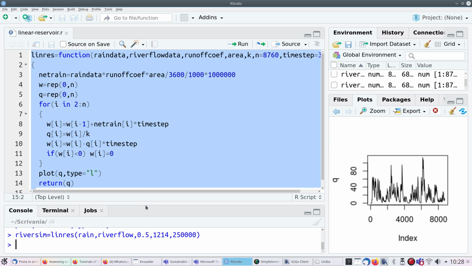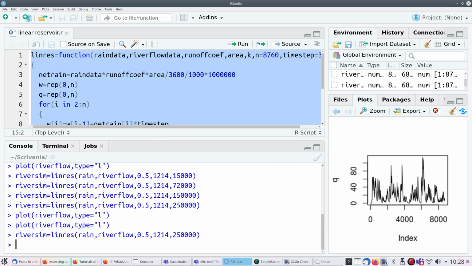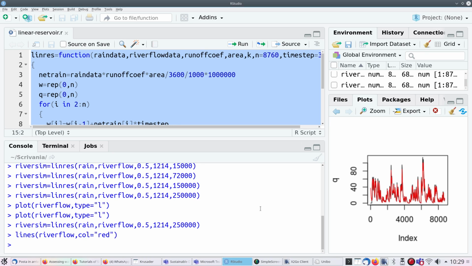Now, you may say, can we make a comparison? Yes, of course. We can plot the river flow over this simulation. Color equal red. You see, they are almost equivalent.